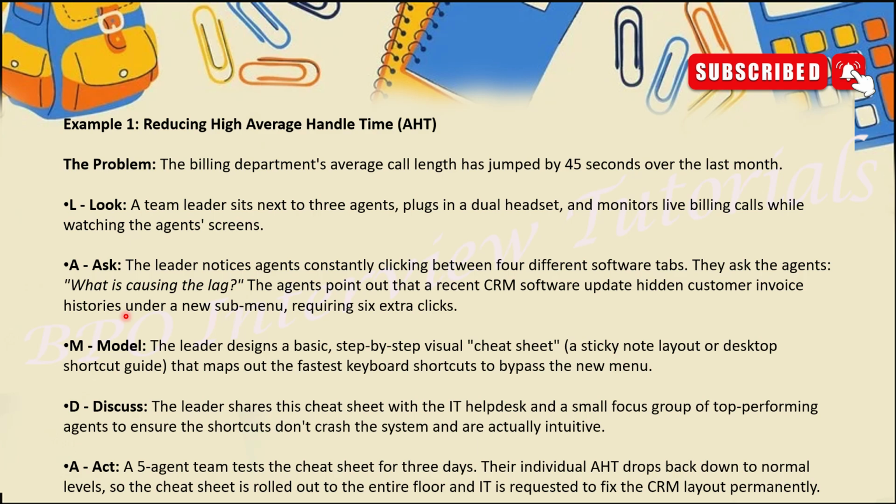Then the team leader will prepare a model, step by step. For example, there is a lot of theory in the knowledge guide, so the team leader prepared a flow chart in order to have a clear understanding, so that agents will stick that flow chart to their desk, and definitely they will get the answers from it. Fourth point they will discuss, fifth point they will act with the other agents also in order to improve the AHT. So this is the simple process we can follow in order to reduce the higher AHT.